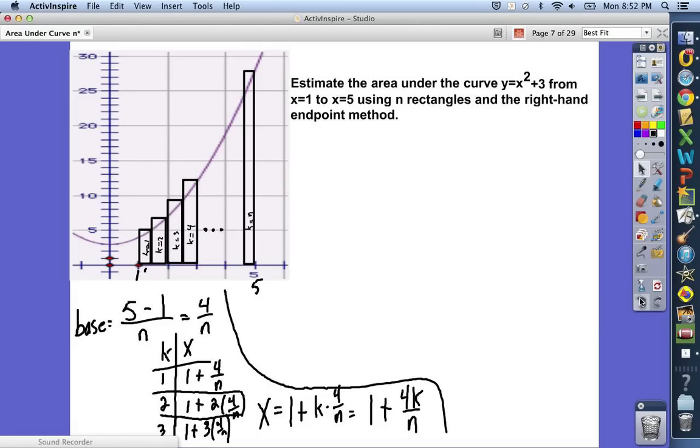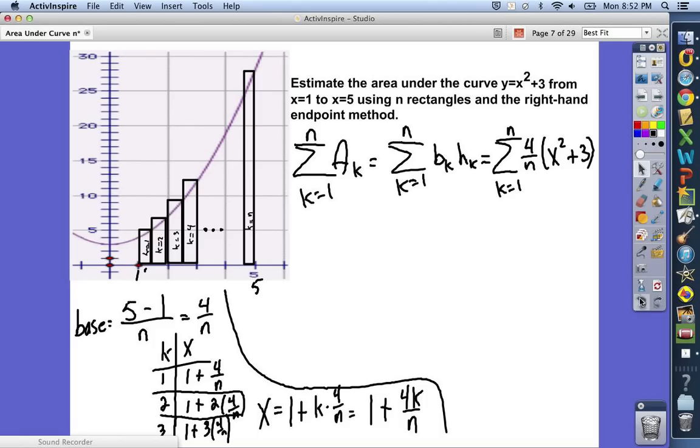So let's separate that from the rest of our work. Start by writing our sigma equation: the sum from k equals 1 to n of the area of the kth rectangle, which is equal to the base of the kth rectangle times the height. The base of each rectangle we know is given by 4 over n, as found earlier. The height we know we're going to find by plugging into the equation x squared plus 3. However, we don't want x's, we want k's. So we have to use the translation down here, x equals 1 plus 4k over n. So rewrite the expression we have here, and the only thing missing is my x value.